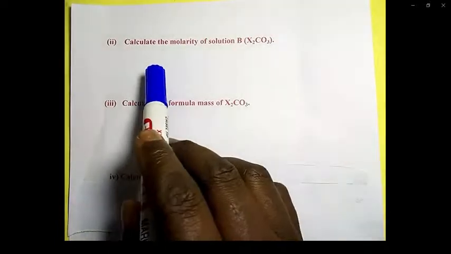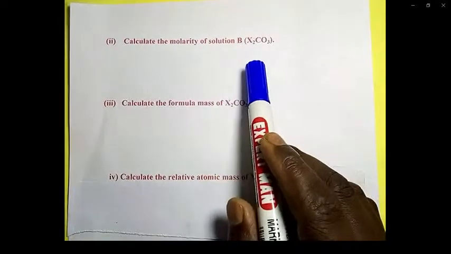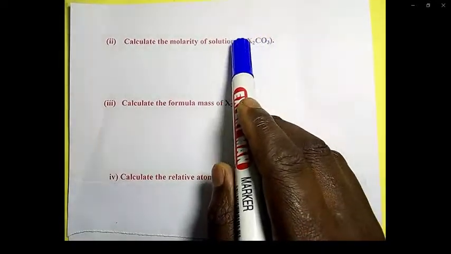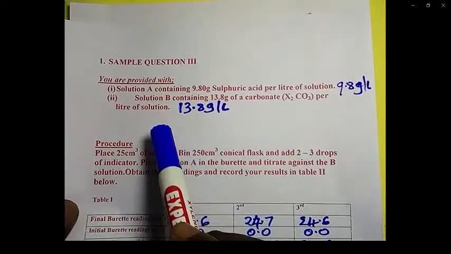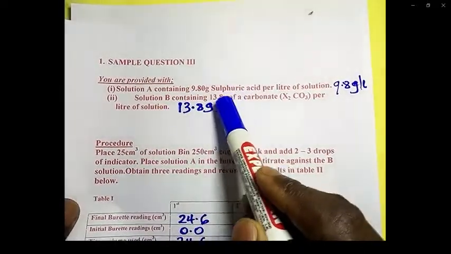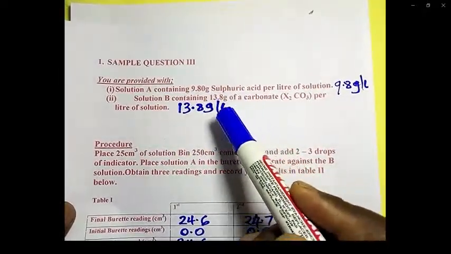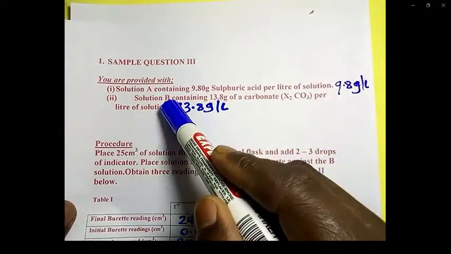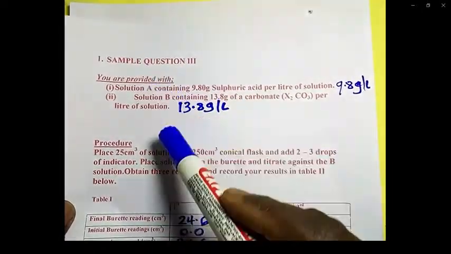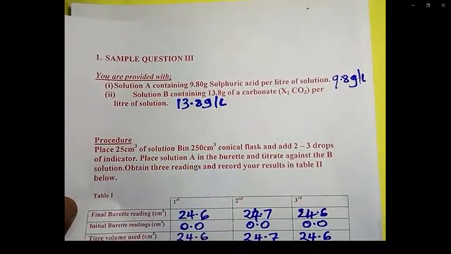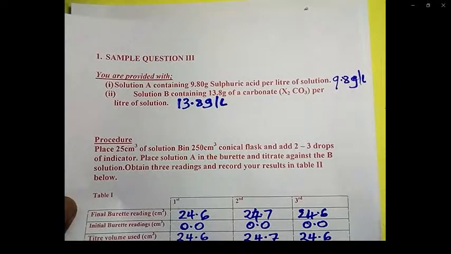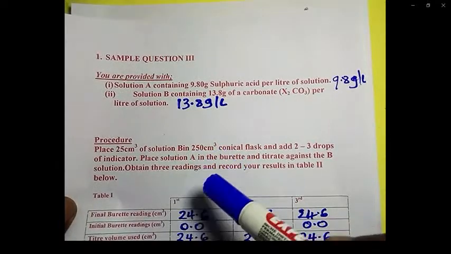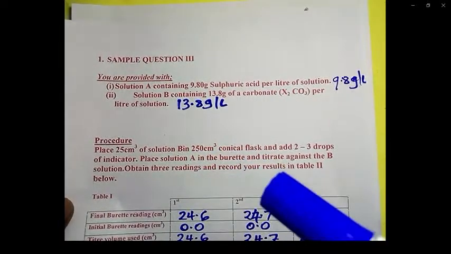Calculate the molarity of solution B. For solution B we are asked to calculate the molarity. We are already given the mass in grams per liter, and there is nothing more. Therefore, we must check the relationship between solution B and A. So remember, A reacted with B, with 25 centimeters cube of B. Now we have the molarity of A. We can use the mole ratio to get the number of moles of B.